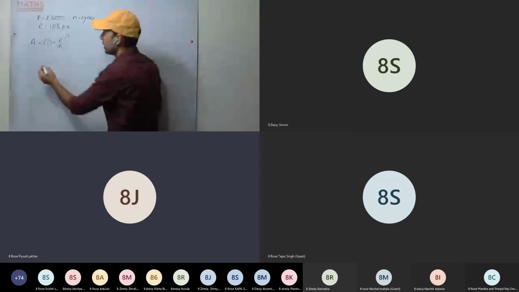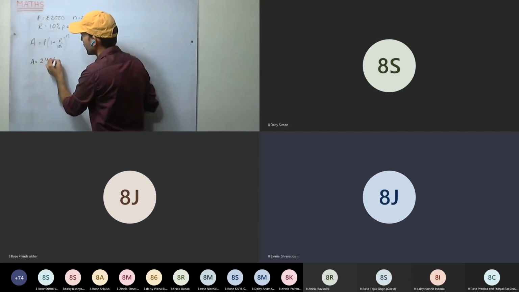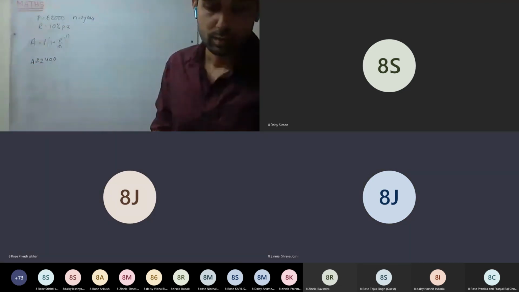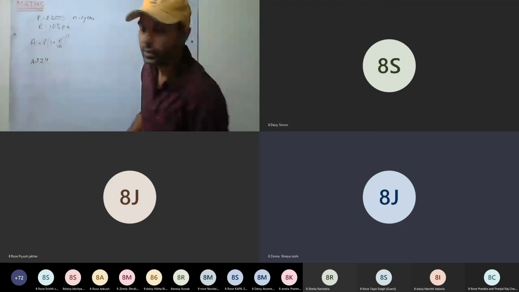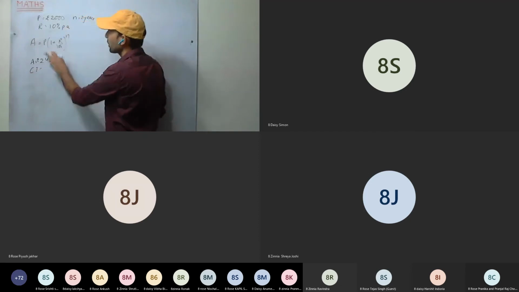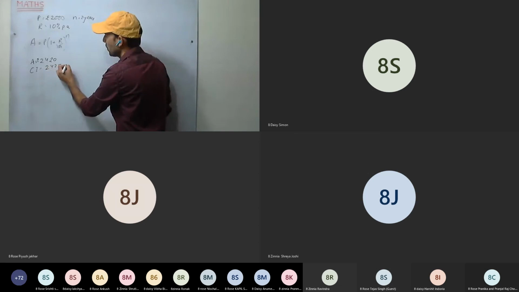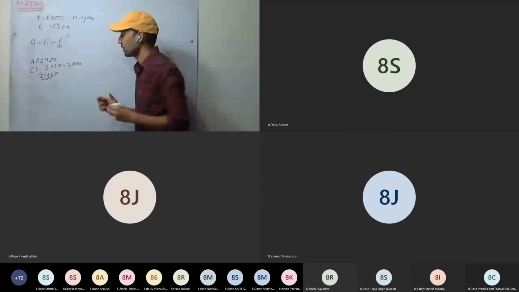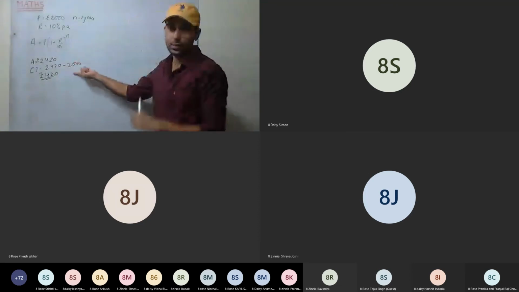Put in the formula, calculate and tell how much you are getting. Sir, 2420. 2420 is the amount. Now how much will the compound interest be? Subtract them. 2420 minus 2000, you will get 420. Very easy formula. We only have to put the values here and calculate.